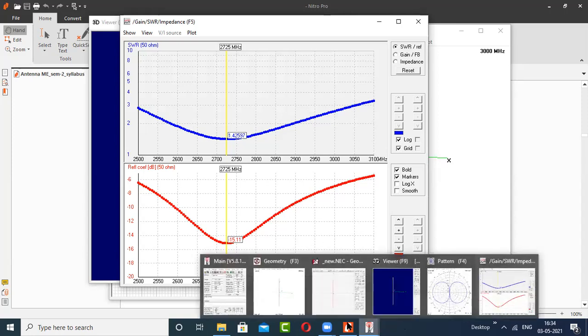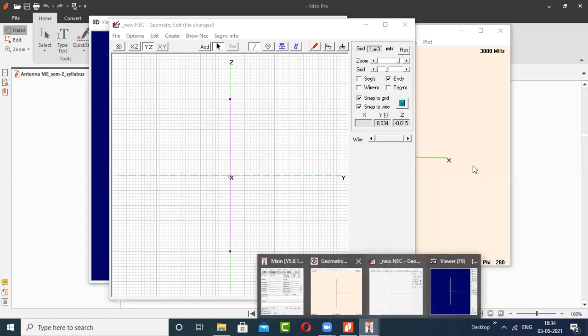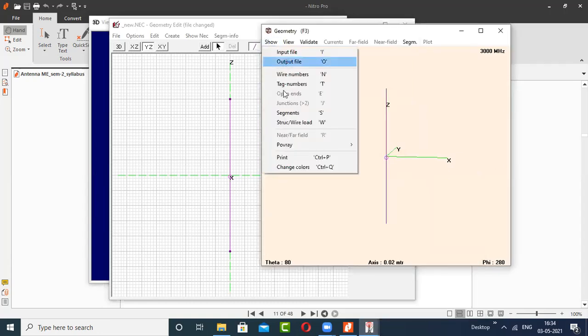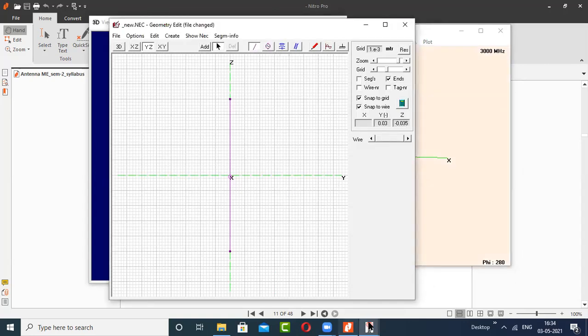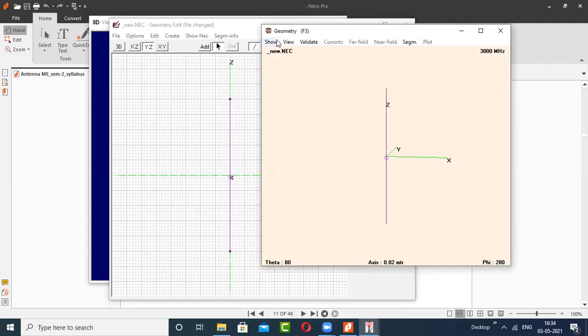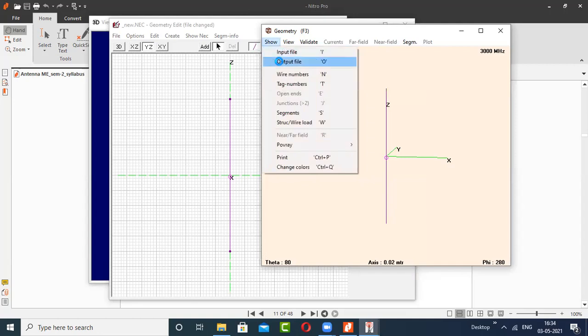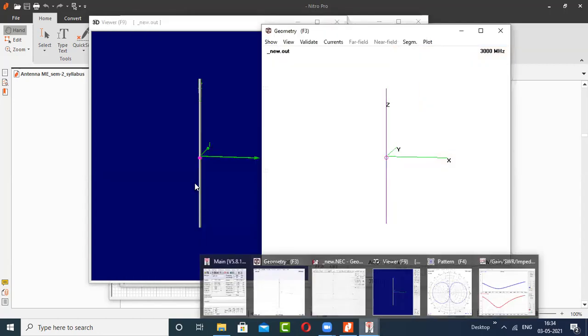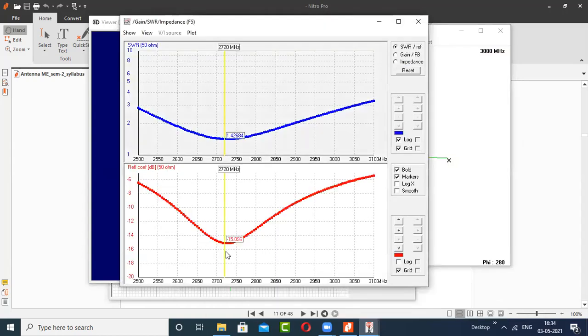So if you have noted down things in your table, then you can check what change has occurred. The bandwidth has got increased. Yes. Okay. And resonant frequency, it has got reduced. 2725. Earlier it was 2775. Okay. So if you increase the width of the wire, the bandwidth is going to increase.